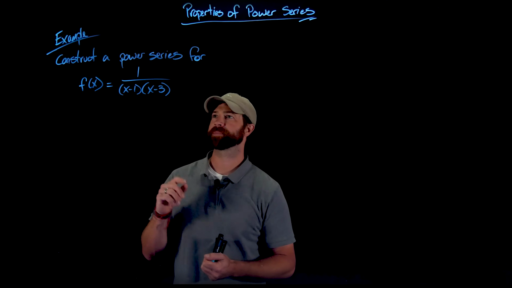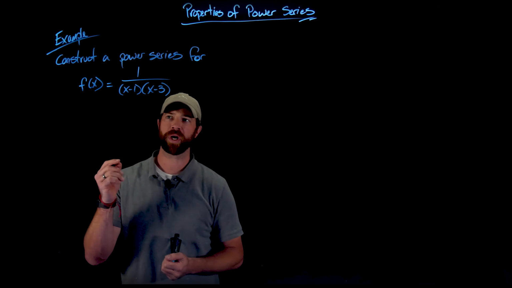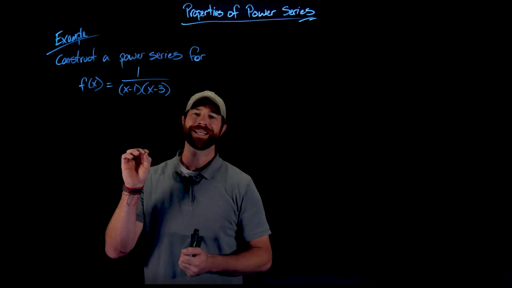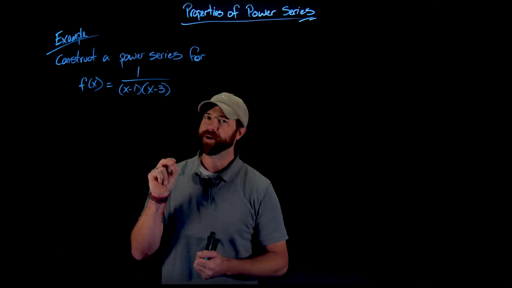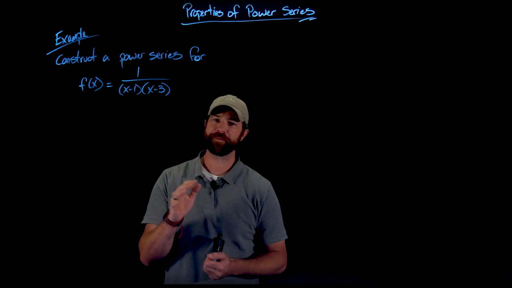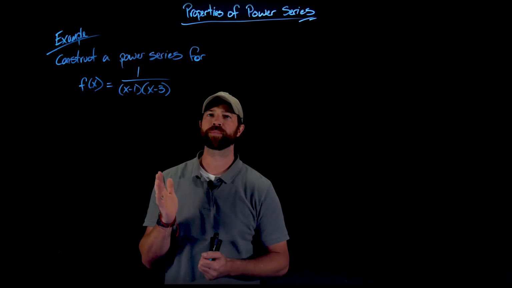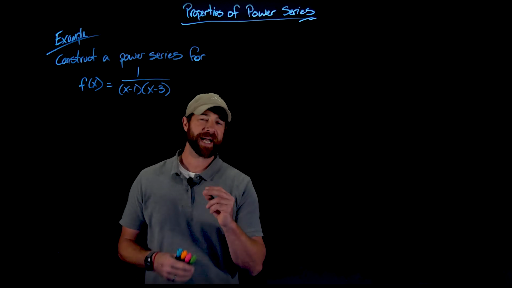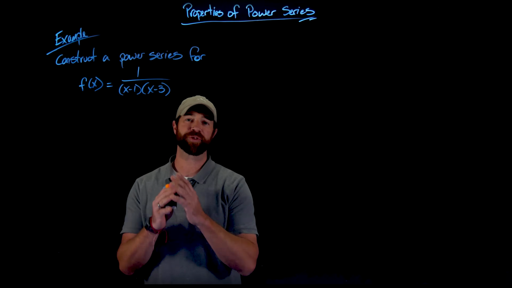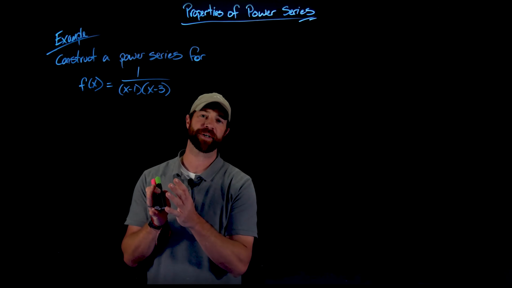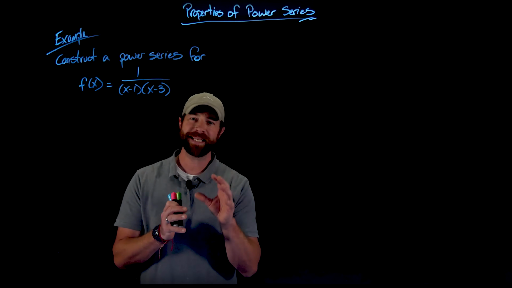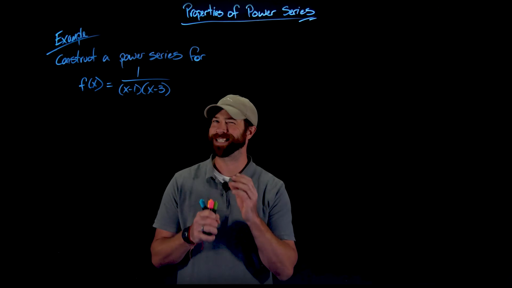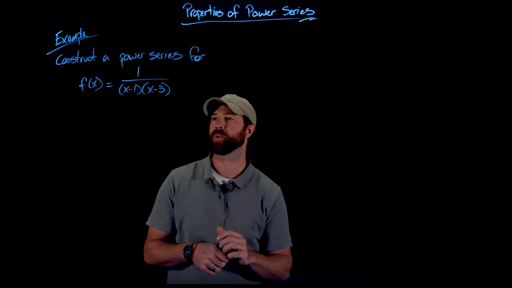We're looking to construct a power series for f of x equals 1 over x minus 1 times x minus 3. Very importantly here again, be careful with what you're allowed to do or what properties we have. We actually have not yet talked about the multiplication of 2 functions or 2 power series. Hint, that's coming up very soon. It's not quite as nice as you might have wanted.